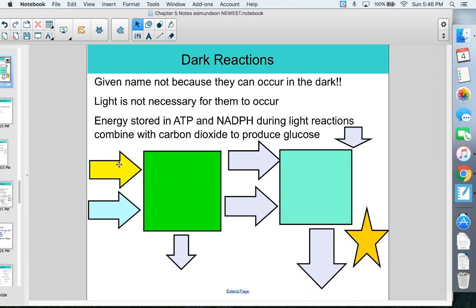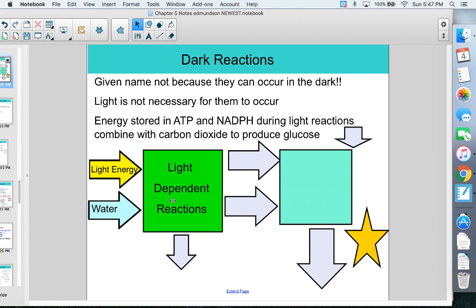So we went through the first step in the last video where we took in light, we took in water. This was called the light dependent, which means that it relies on light. It created a bunch of ATP and NADPH for us, and also oxygen that was a waste product. So now we're doing the dark reactions, but it also could be referred to as the light independent, which means it does not need light.